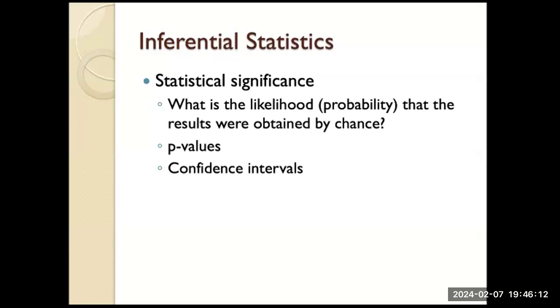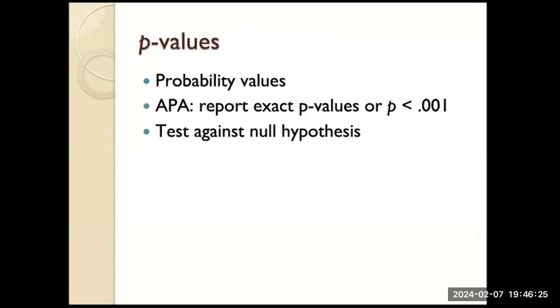And so we'll talk about p-values. P less than 0.05 is the usual standard in psychology. And we'll also talk about the use of confidence intervals. So here, p-values are probability values. In APA format, you are supposed to report the exact p-values, or you would say p is less than 0.001. You can never say p equals 0, right? So you want to say less than 0.001, meaning it's very, very low.